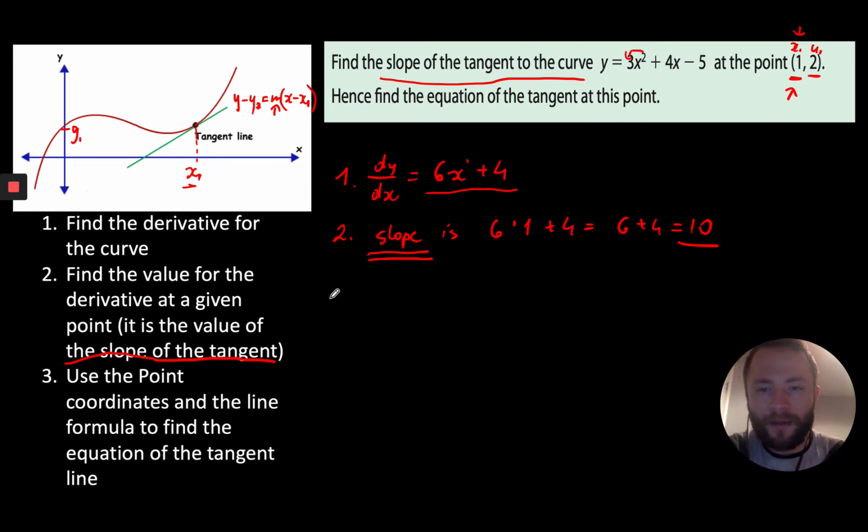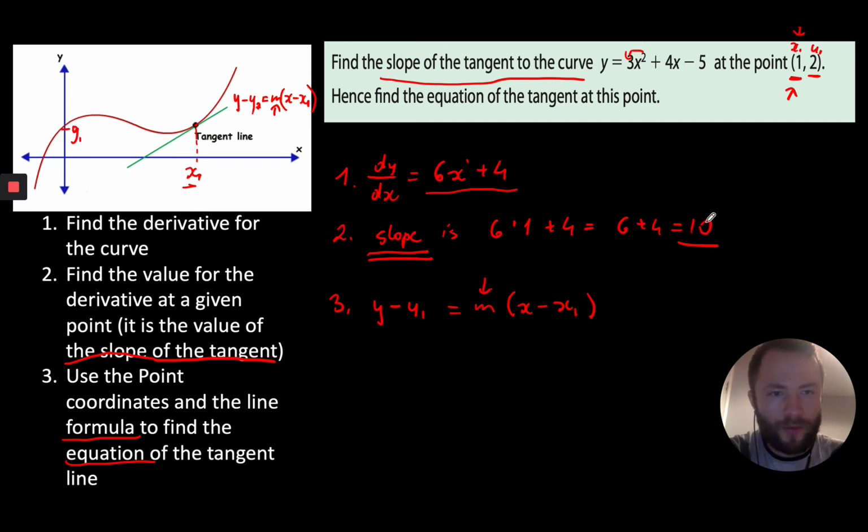So then, using the slope of the tangent line, I can find the formula and the equation of the tangent to the curve at that point. So I'm going to use this line formula, y minus y1 equals m times (x minus x1). This is a way of describing straight lines if you have a slope and a point through which the line goes.